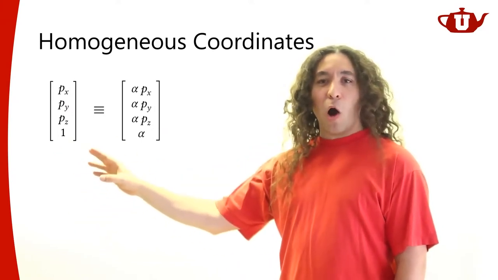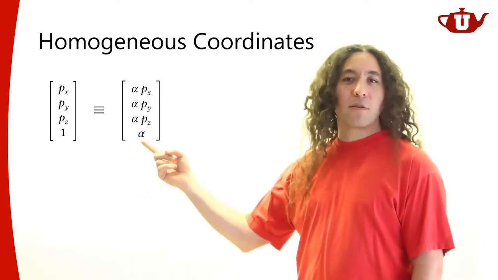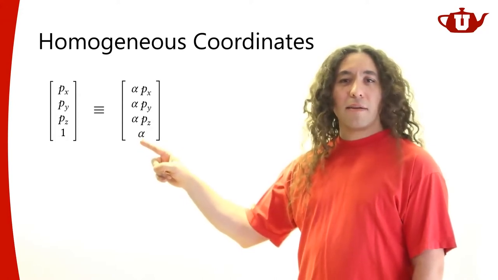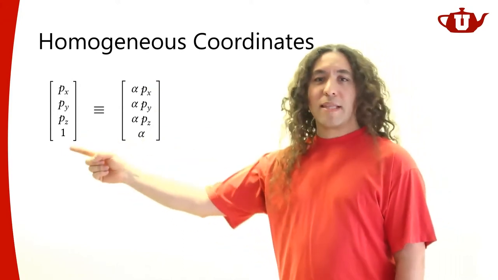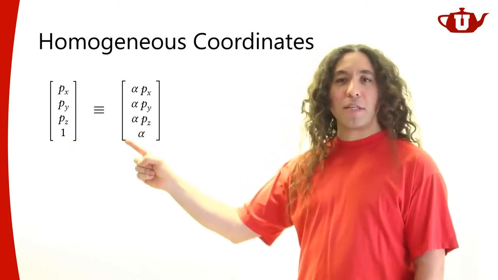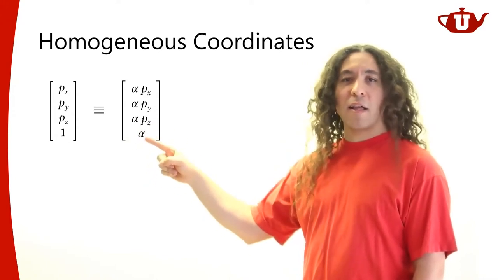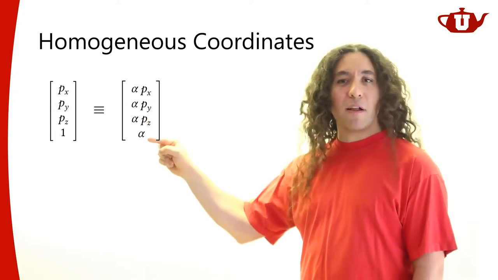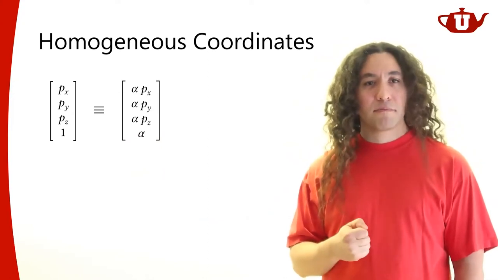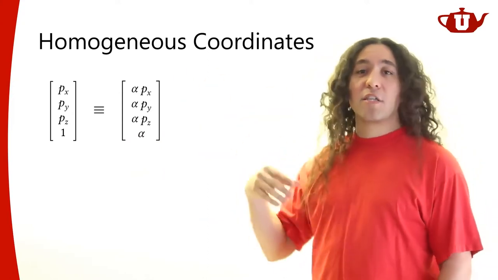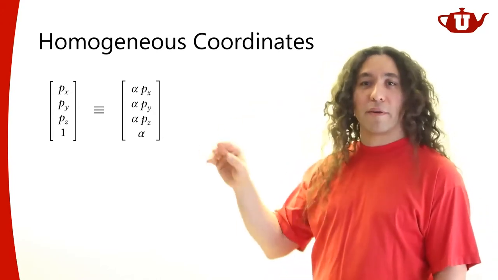I'm saying all points with this fourth coordinate, let's call it alpha, all points that can be written in this form are equivalent to each other. So this point means exactly the same point if written like this. The alpha value can be anything. If I just scale all of the x, y, and z components by the same alpha value, I'm going to be representing the very same 3D position in the same space. Okay? So this is just a generalization of the concept of homogeneous coordinates. Actually, this is the full definition of homogeneous coordinates now.